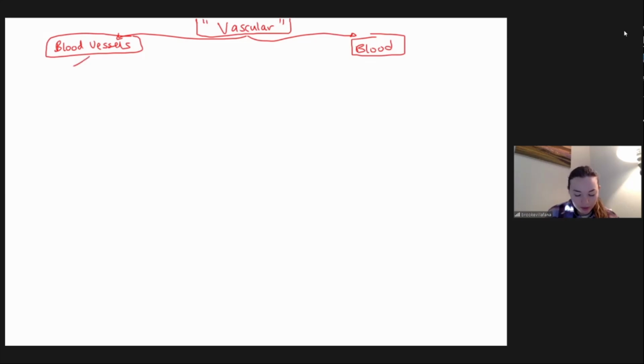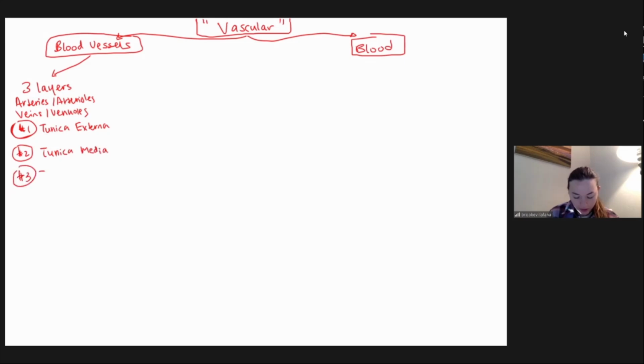So for blood vessels, we talked about the fact that we have 3 layers, right? If it's a vein, a venule, an artery, or an arteriole. So that was arteries, arterioles, and veins and venules. And we talked about those layers. So if we drew that on our little outline, we would say tunica externa, tunica media, and then tunica interna. What was the tunica externa made of? Remember, that was the outermost layer made of dense, elastic connective tissue. Tunica media was made of smooth muscle. And then tunica interna was made of simple squamous, right? So those were our 3 layers of a blood vessel.